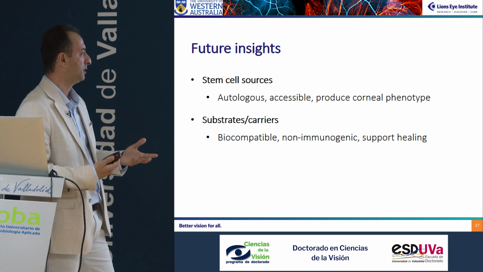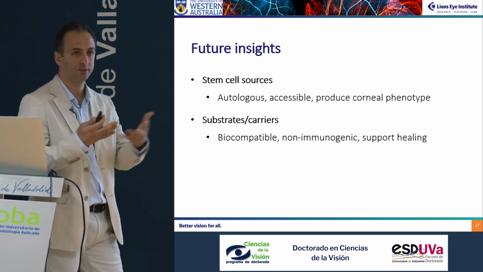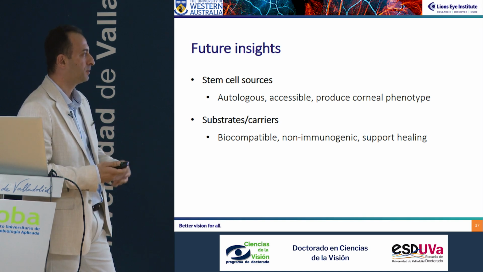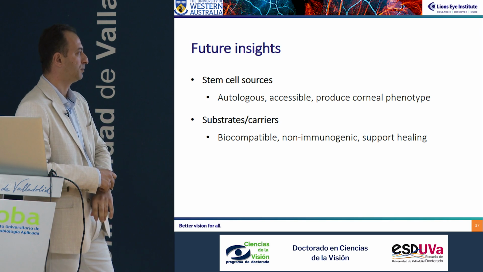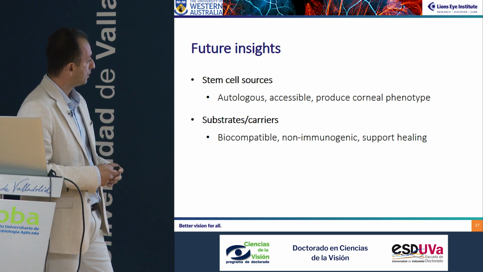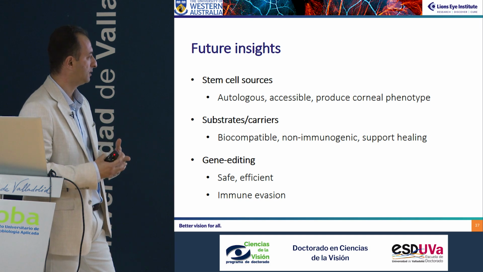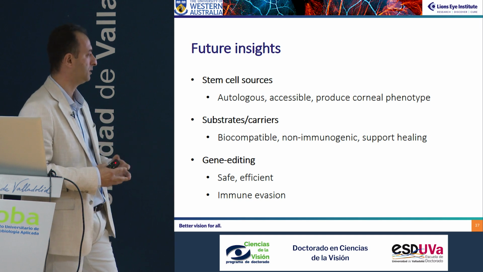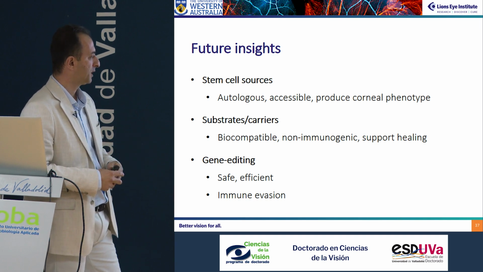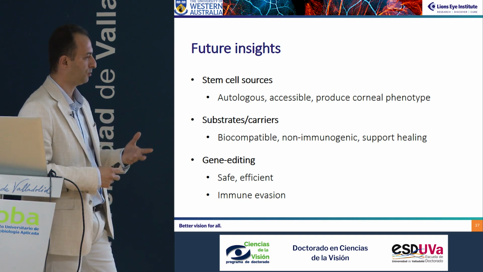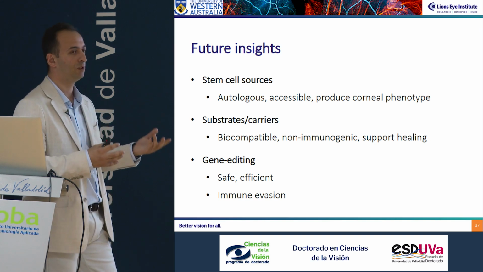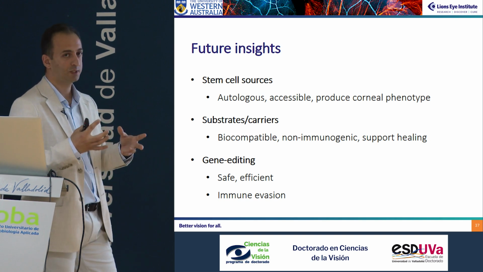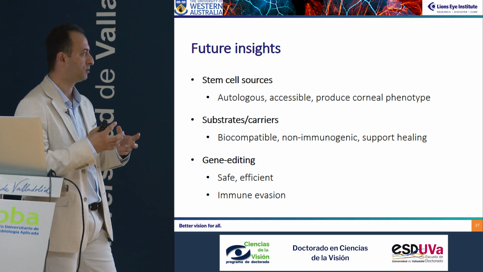And we also need a substrate or carrier or a membrane to deliver the treatment. That needs to be biocompatible, non or low immunogenic, and also ideally support healing. There are also advancements in gene editing. For genetic diseases, we can do gene therapy, which has to be safe and efficient. And there are some gene modifications for allogenic transplants, like for allogenic stem cells. We can manipulate those cells so that they don't induce immune reaction.